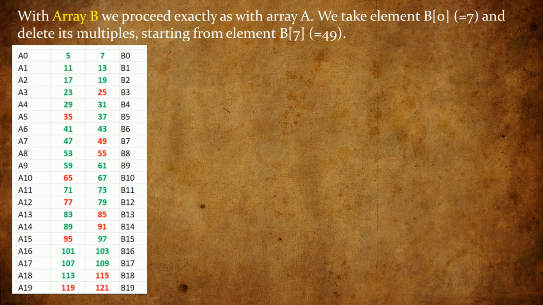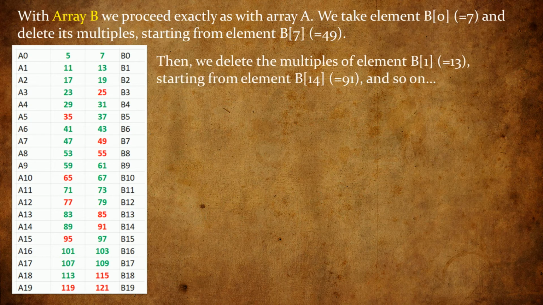Now we clean array B. That's a little bit more complicated, but we start exactly as we did with array A. We take the first element B0, in this case a 7, we delete its multiples starting from element B7, in this case the 49. Then we delete the multiples of element B1, that's the 13, starting from element B14, in this case the 91, and so on until the end of array B is reached.